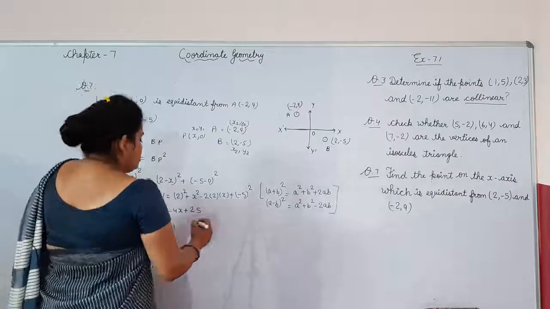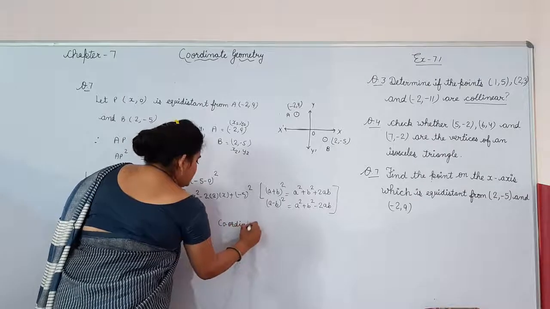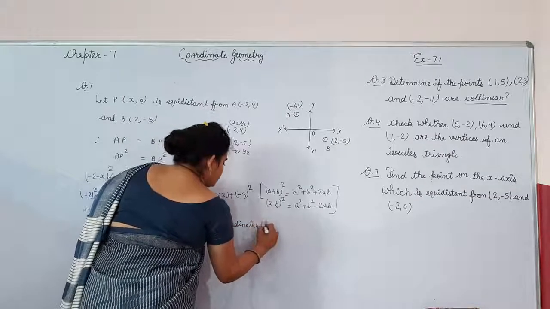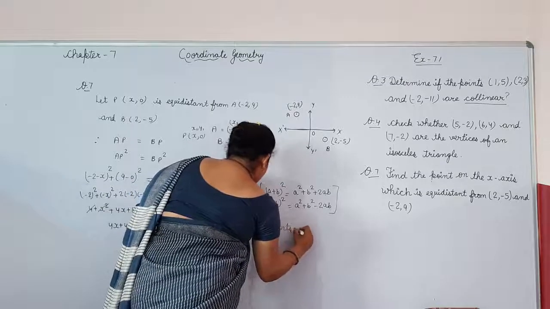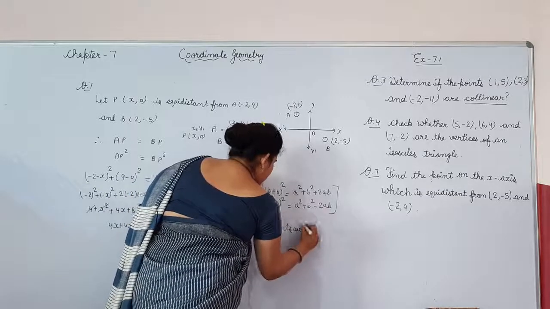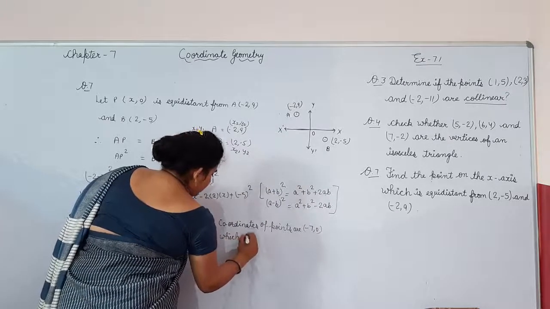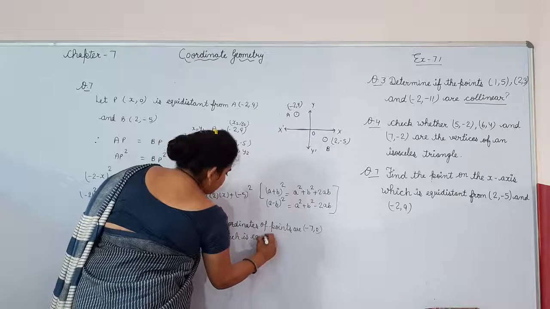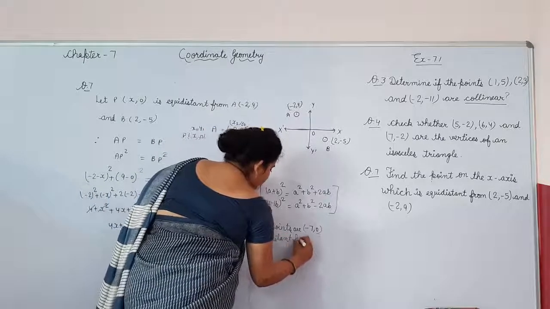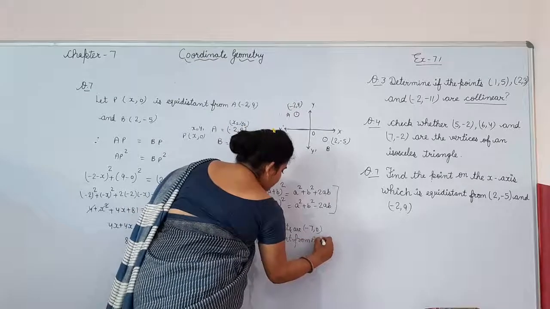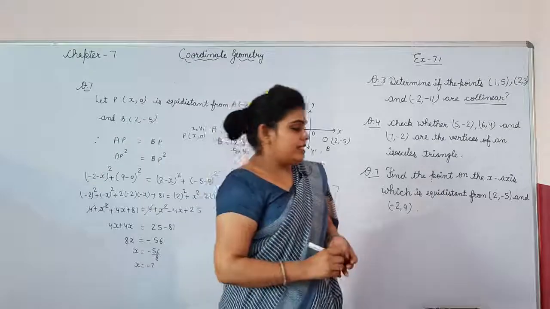Now what are the coordinates of the point? Coordinates of the point which is equidistant from A and B are (minus 7, 0). This is our question number 7.